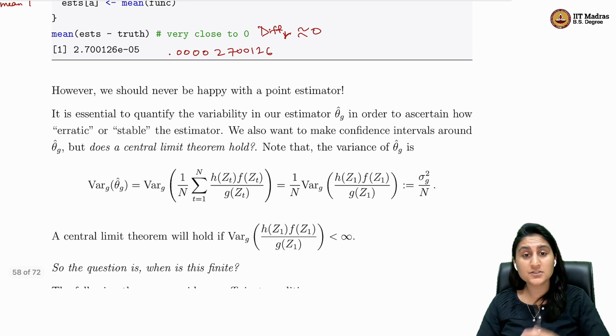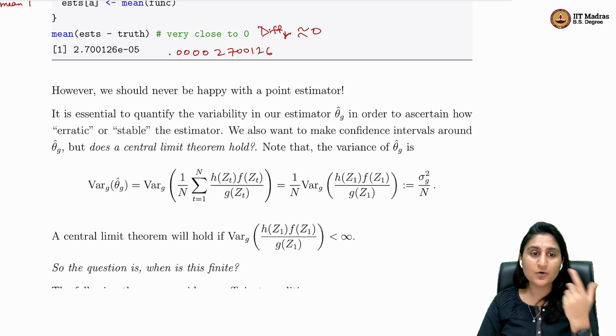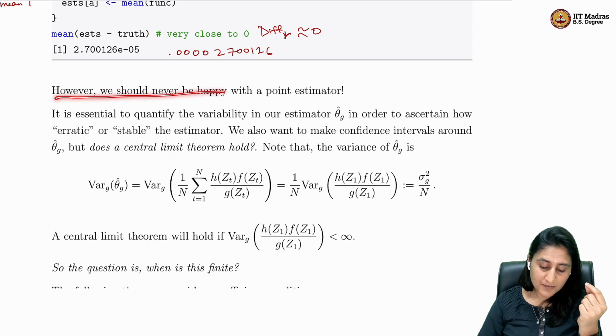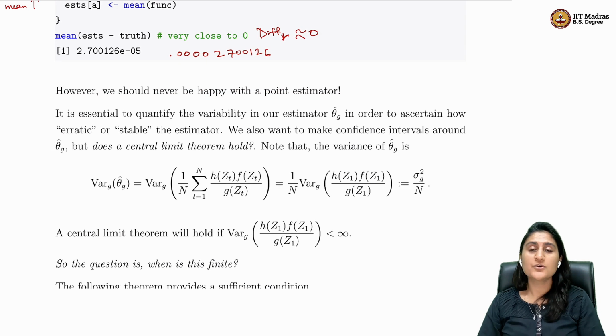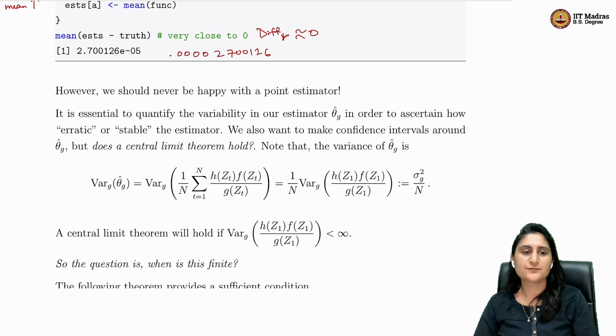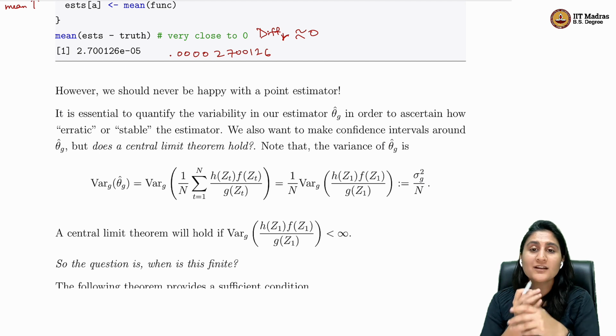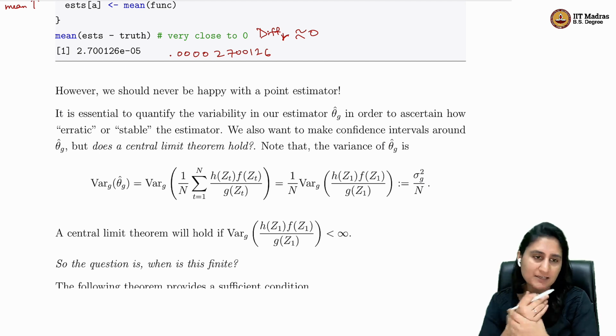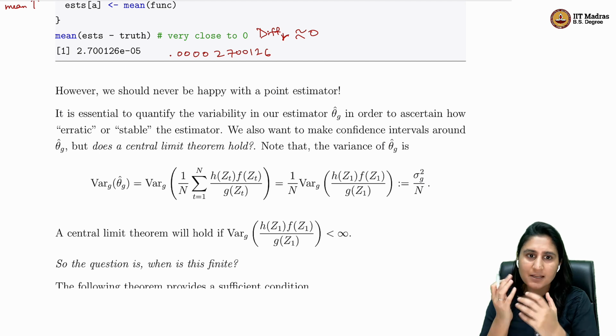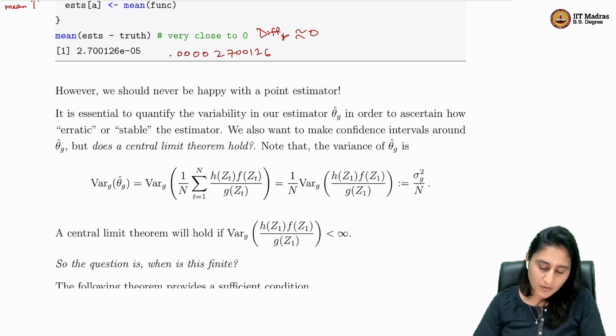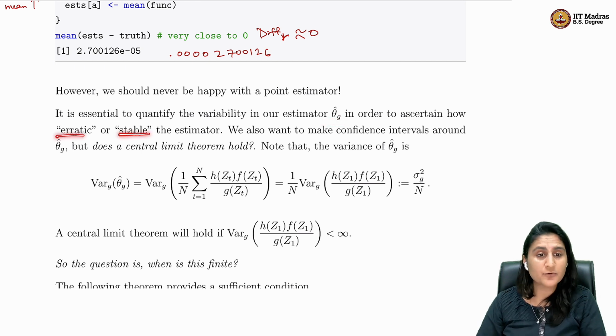But I'm a statistician. We're working in a statistical computing course, and we should never be happy with a point estimator. As in, we shouldn't be happy with just a number as a guess for theta. We also want an understanding of what kind of values it takes, how much variability it has. So it is essential to quantify that variability. Our estimator is theta hat g, and we want to know whether it's stable or whether we expect it to be erratic. We might also want to make confidence intervals around my estimator theta hat.